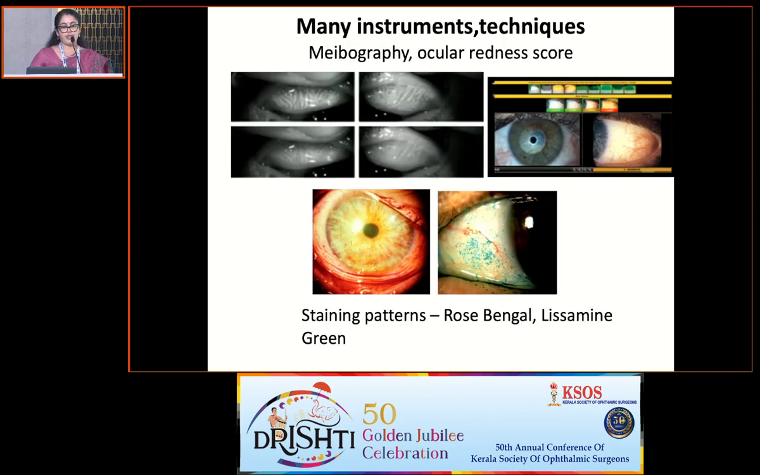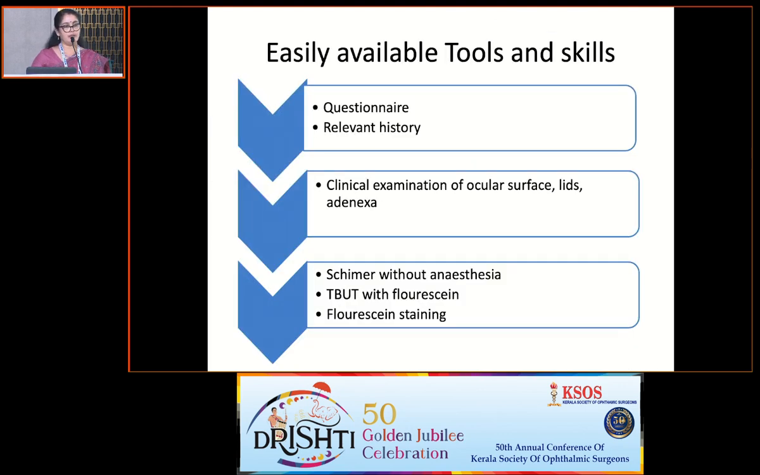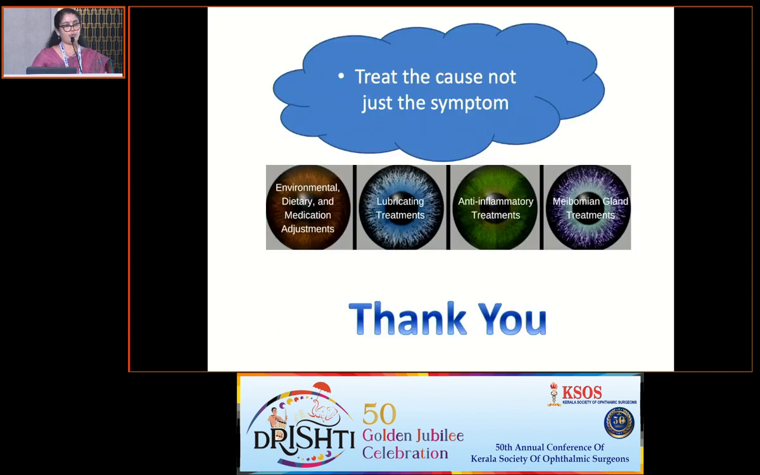So many sophisticated instruments are there now, osmometer, etc. But these valuable easy tools like a questionnaire, Schirmer, TBUT and fluorescein staining definitely lead us on to our diagnosis, and we should treat the cause and not just the symptom of any dry eye.